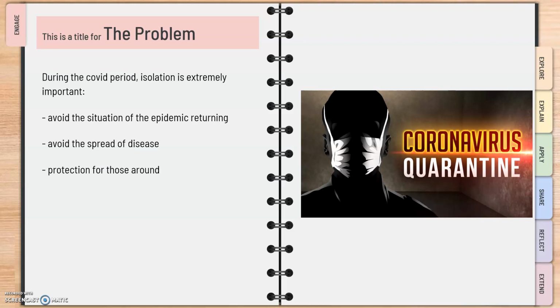I want to avoid the situation of an epidemic returning, avoid the spread of disease, and provide protection. I want people in quarantine to protect the people around them. This is my problem in the real world. I want to tell you guys.